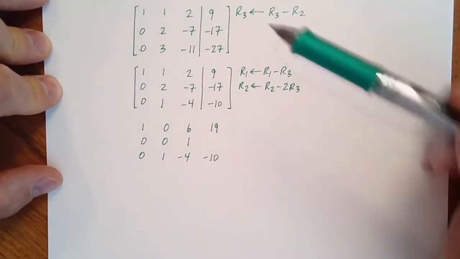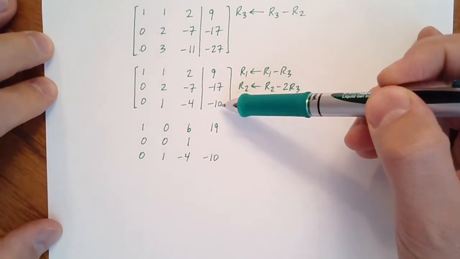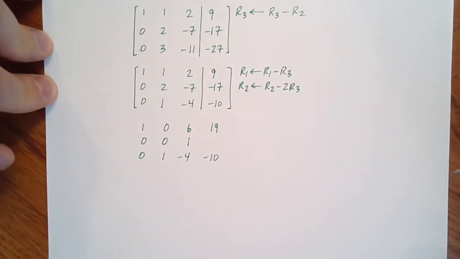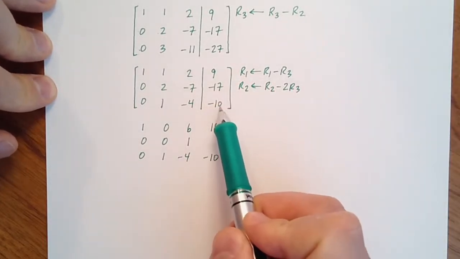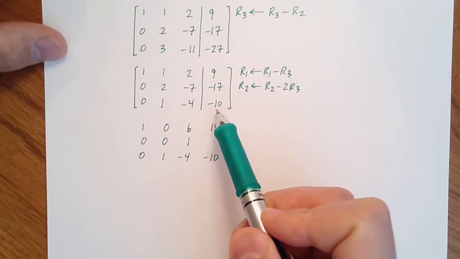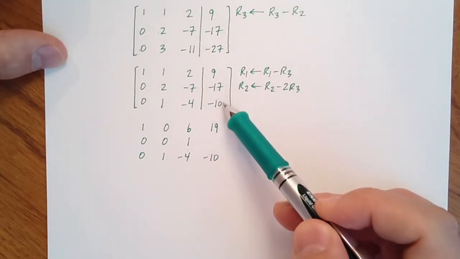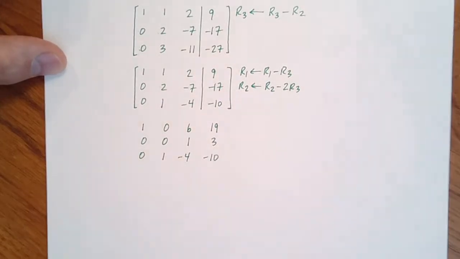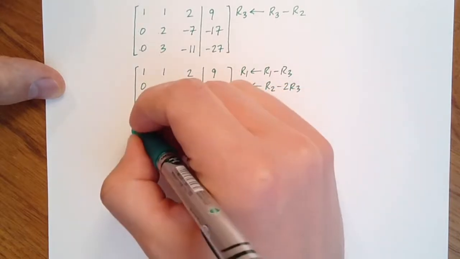And then what will happen when we go negative 17 minus 2 times negative 10. That's going to be like minus negative 20. So in other words, that's the same as negative 17 plus 20. So you'll actually end up with a 3 here. So that'll be our new version.